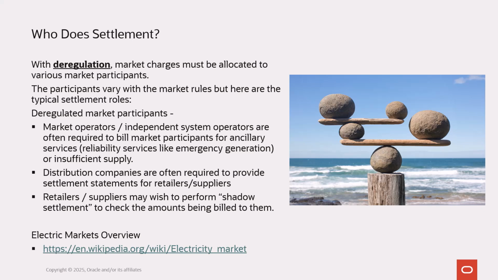Apart from this, ISO, market operators, or even gas network operators who have responsibility to balance the system in real time through matching supply and demand of electricity are also required settlements for different market participants.